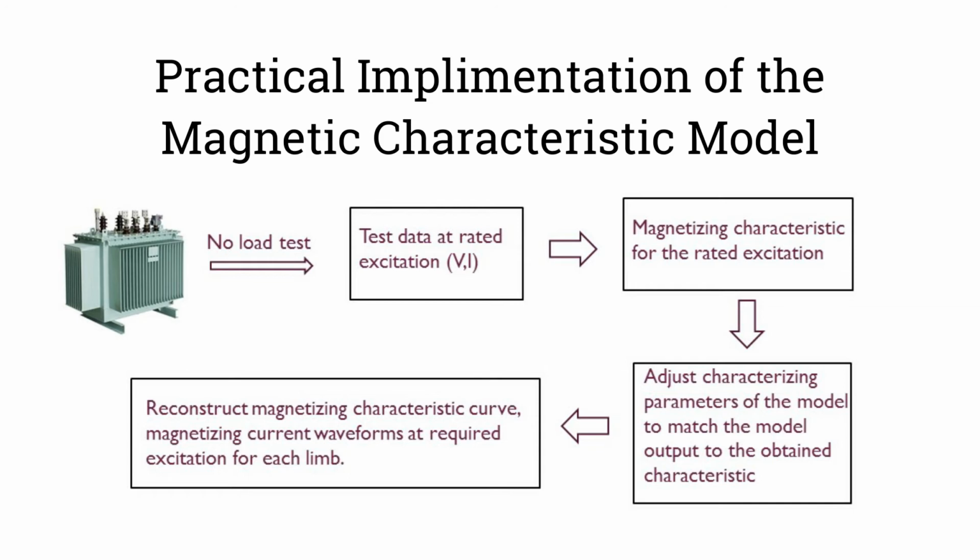First, we have to disconnect the load from the 3-phase transformer and conduct the no-load test. Then, extract the voltage and current data at the rated excitation. Using those data, the BH curve at rated excitation is plotted. Then, the characteristic parameters in the model are changed, in a way that the model BH curve is closely matched with the obtained magnetizing characteristic curve. Finally, the recreated parent magnetic characteristic curve is used as an internal input to the model. Then, the magnetic characteristic curve for any distinct voltage level can be constructed using the desired options.